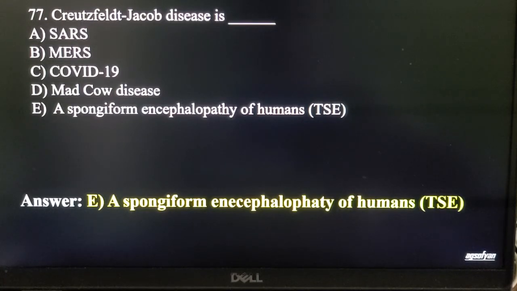So Creutzfeldt-Jakob is a special disease that is actually caused by prions. A prion is a misfolded protein that causes infection in the human brain. Encephalopathy means brain tissue damage. And this disease in humans has a special name. It's called Creutzfeldt-Jakob disease.